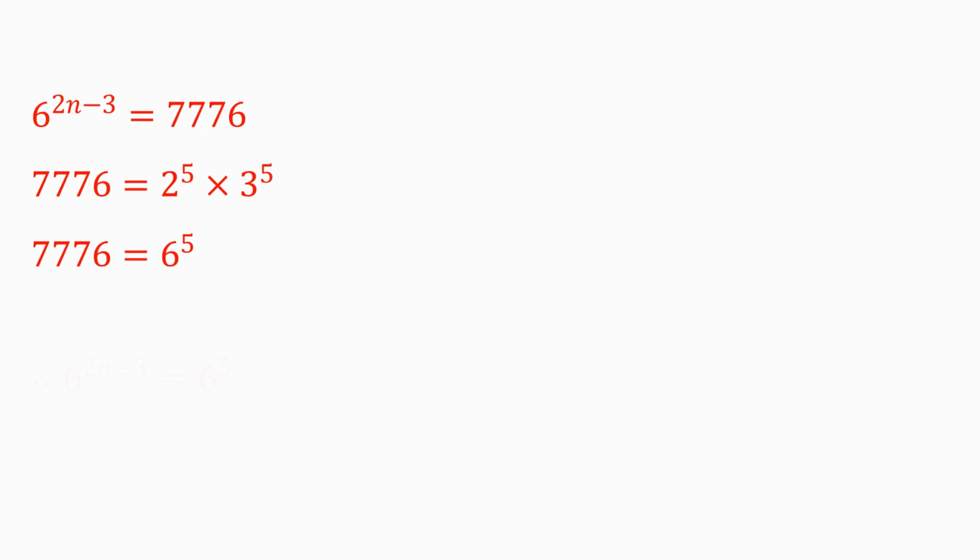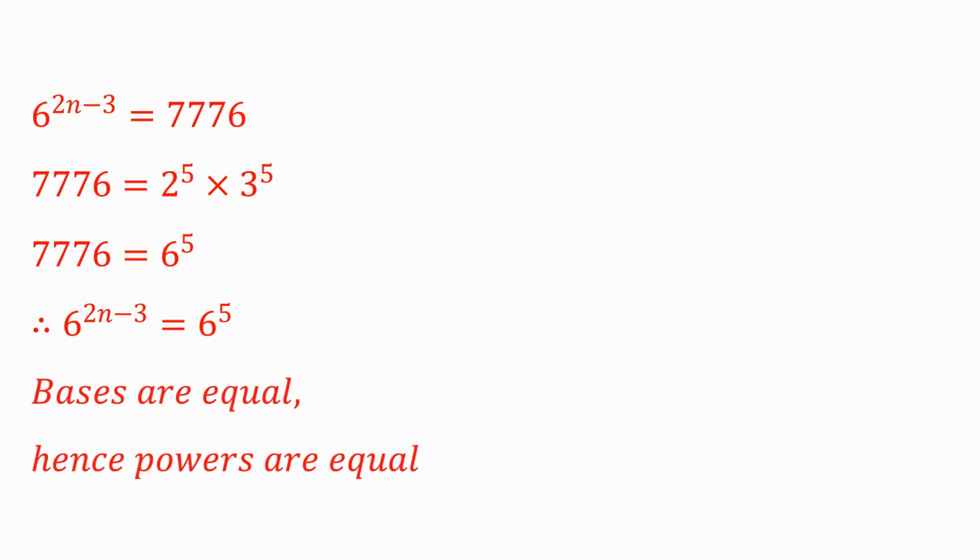So that means our 6 raised to power 2n minus 3 is equal to 6 raised to power 5. Then notice that the bases are the same, and so our powers are also equal, and therefore we can equate 2n minus 3 to 5.